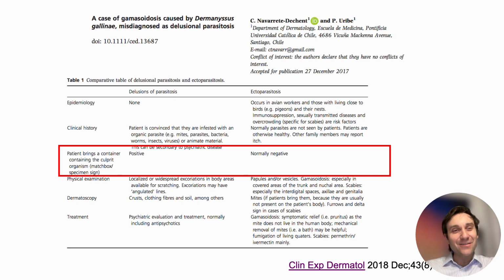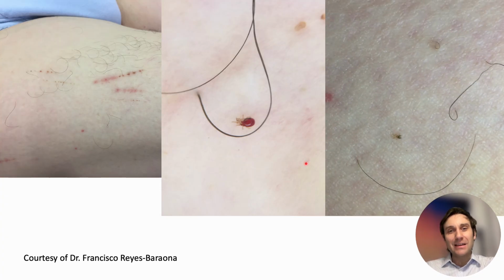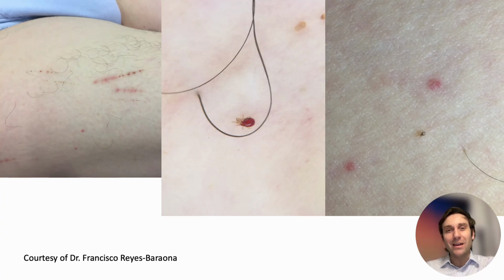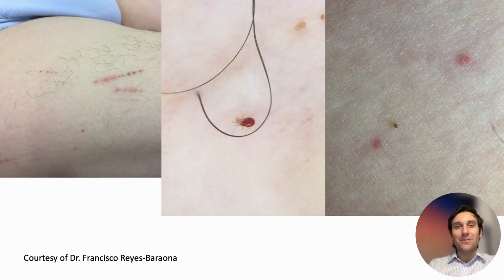This is the container sign, right? And this is another case we saw a couple of, I think 1 year ago, from a colleague of mine. Same story, but in this case, the mites were crawling on the skin of the patient. So the patient was in the office with the chicken mites, and I think this patient was raising some parrots, whatever, I don't know. So this is gamasidosis or chicken mites.